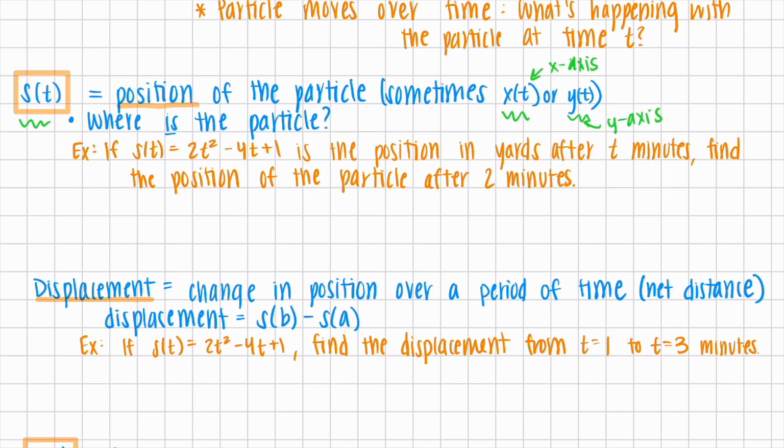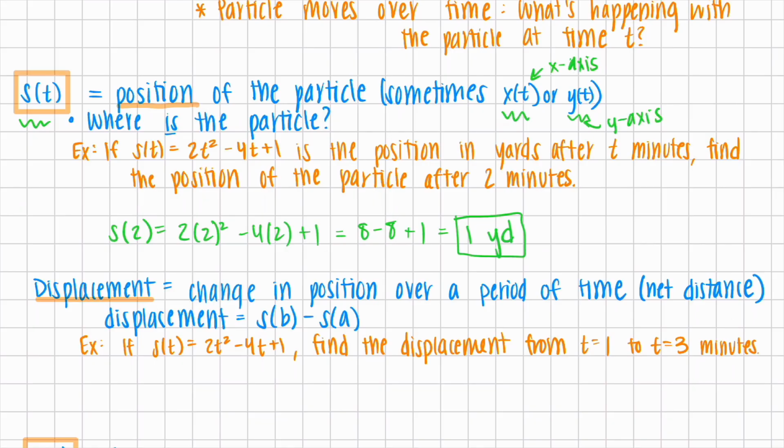So for an example, it says if s of t equals, here's the equation, is the position in yards after t minutes, find the position of the particle after 2 minutes. So we're going to take 2 and we're going to plug it into s. Simplify, we get 8 minus 8 plus 1, which is 1 yard. So we are at 1 yard after 2 minutes.